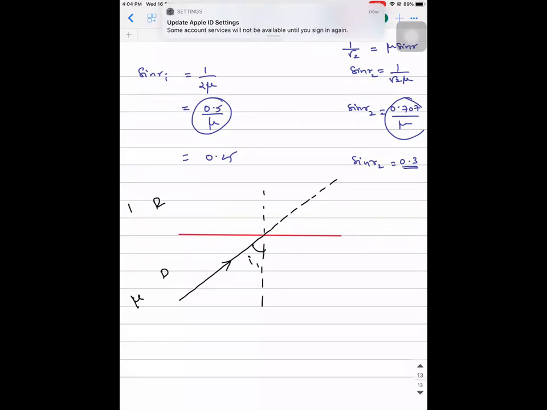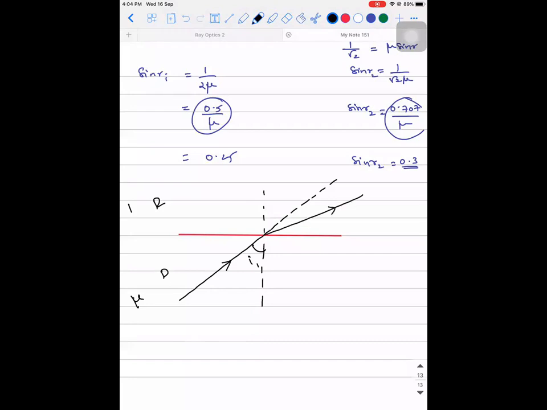What would have happened to the refracted ray? It bends away from the normal. Away from the normal means, in this scenario, is it going to be clockwise bending or anti-clockwise bending? It is going to bend in the clockwise direction, R1.